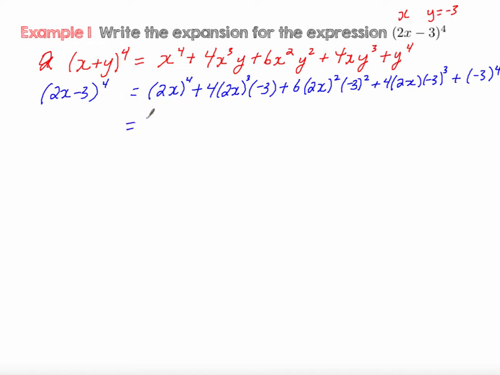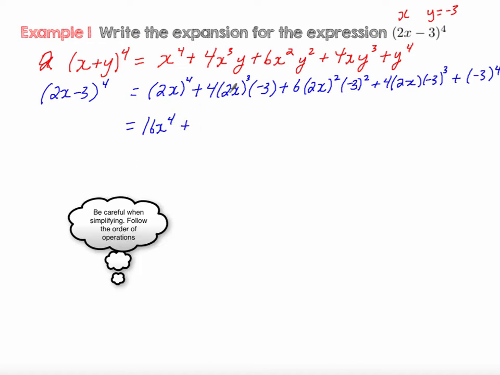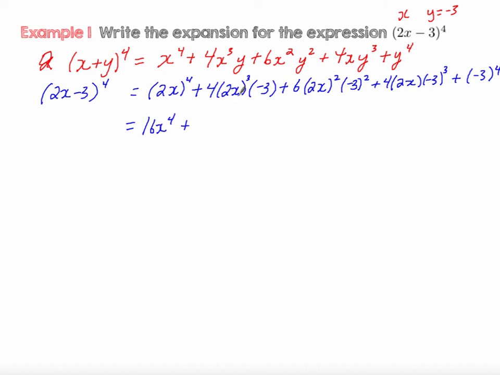2 to the fourth is 16, so I get 16x to the fourth. Okay, plus, now be careful, don't do 4 times 2. 2 cubed is 8. Okay, 8 times 4 is 32 times negative 3 is negative 96, so I could just do plus a negative 96, and that would be x cubed. Notice how my power should be going down by 1. Okay, so I took care of that term.